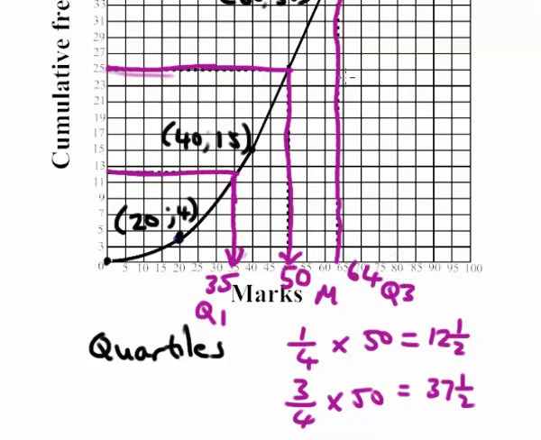Obviously, depending on how you've drawn your graph, you'll get slightly different readings, but it's really just estimates of the quartiles. And that's what we do when we work with the cumulative frequency curve. We get approximate values for the quartiles, given that there's normally a lot of data.